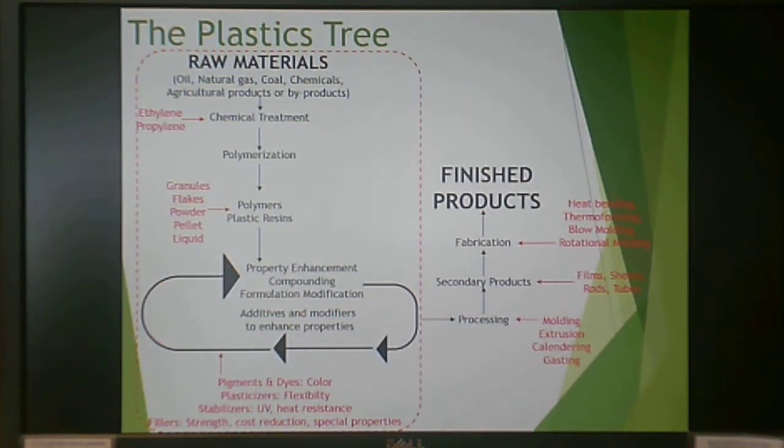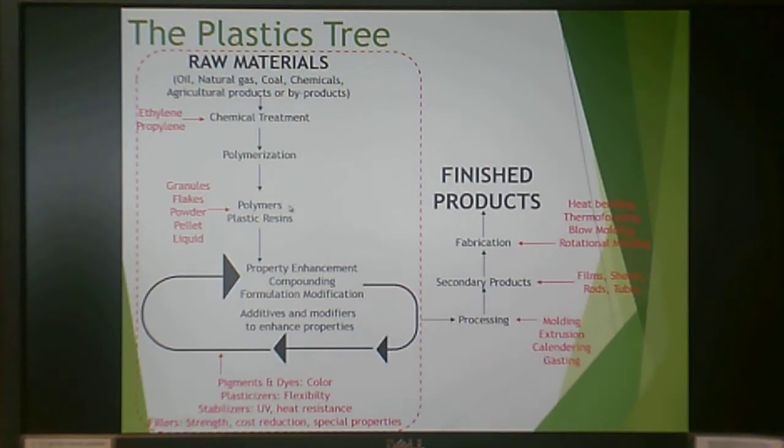So this is kind of it in sort of flowchart form. When we start with raw materials, we're starting with oil, natural gas, coal, chemicals. These can also be agricultural products or byproducts. Then these materials are treated to get our monomers, and then our monomers are taken to polymerization. The polymers are then put into some sort of form. In other words, granules, flakes, powder, pellet, or liquid.